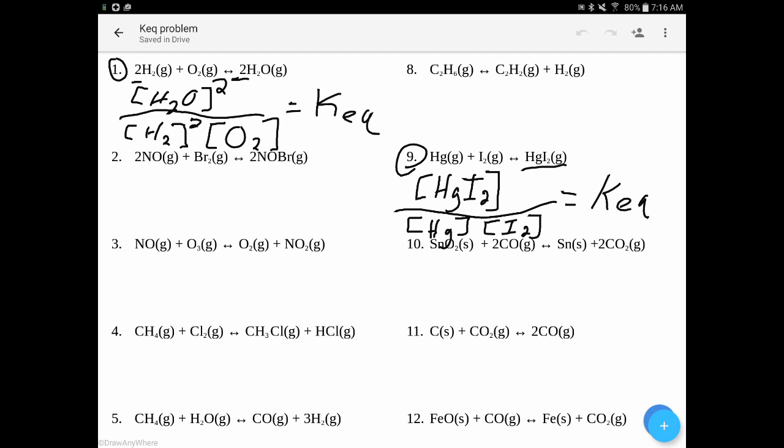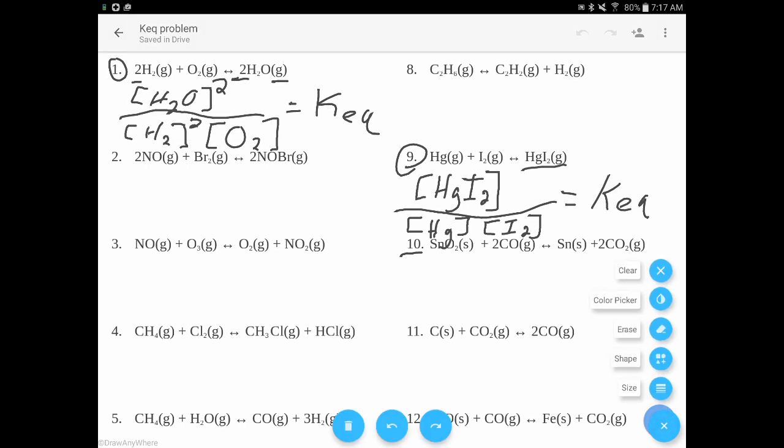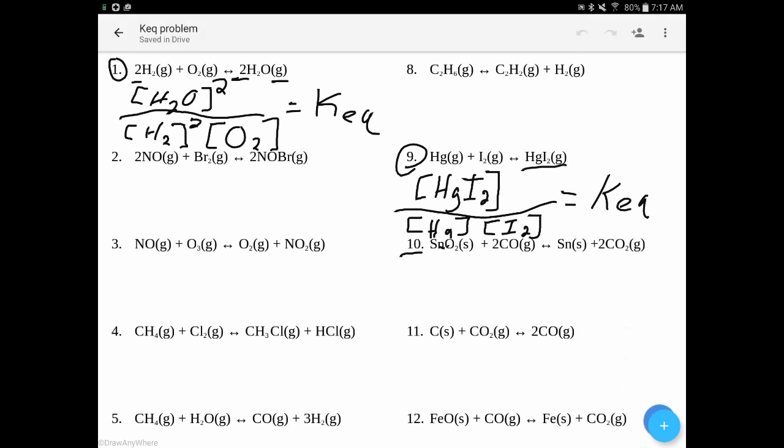Okay, now there's one more slight complication. All of those ones that we just did were all gases. Okay, so the only thing that actually goes into the equilibrium expression is gases or aqueous solutions. If you have a solid or a liquid, you do not put that in the KEQ expression. So we're now going to do number 10, and let me erase some of this stuff a little bit so we can see 10 a little bit better.